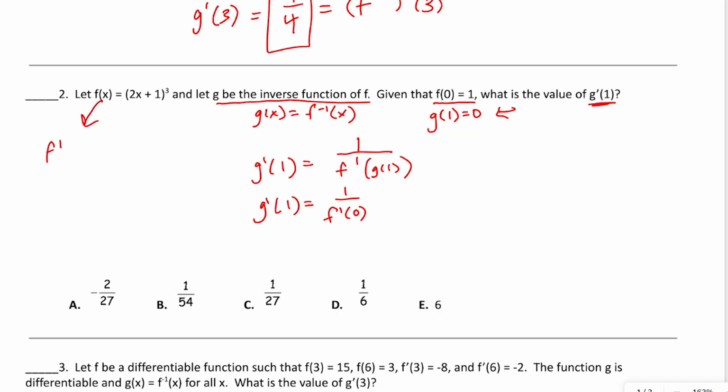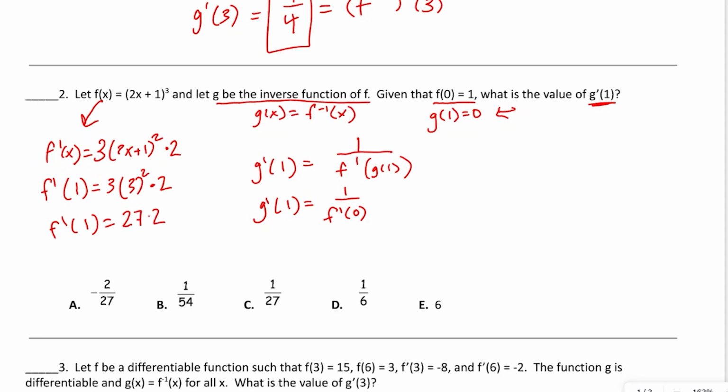To do that, we're going to find f prime, which, using chain rule, is going to be 3 times (2x plus 1) squared times the derivative of the inside, which would be 2. So if I want to evaluate that at 1, I'm going to have 3 times, let's see, 2 times 1 is 2, plus 1 is 3, so 3 squared times 2. So f prime of 1 is going to be 3 squared is 9 times 3 is 27 times 2 would be 54.